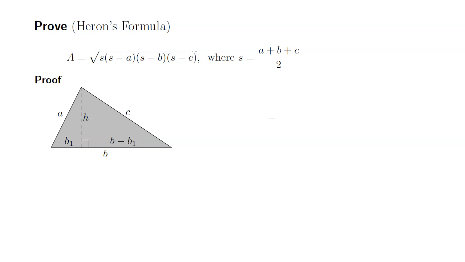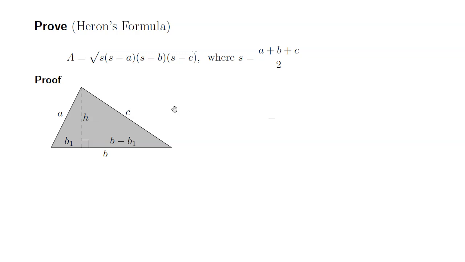Alright, let's try to prove Heron's formula, which allows us to find the area of a triangle based on its three sides. Here's the formula: area A is equal to the square root of s times (s minus a) times (s minus b) times (s minus c), where s is (a plus b plus c) all over 2. Alright, so let's prove this.